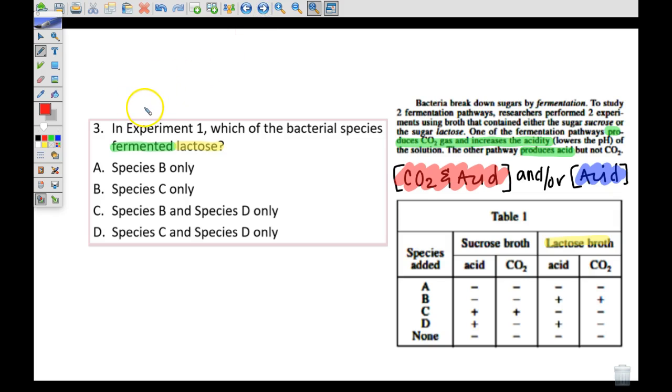And number 3, it says in experiment 1, which of the bacterial species fermented lactose? So we're going to have to go back to the summary of the passage, where fermentation means we're either producing carbon dioxide and acid, or we're going to produce acid. So either one of those options means we fermented something. So we're just going to be focusing on the lactose portion, and I'm looking for the plus signs. So B produces acid and carbon dioxide, so B is an option. And then going down to the next plus sign, that is for D. So our best answer for question 3 is C.